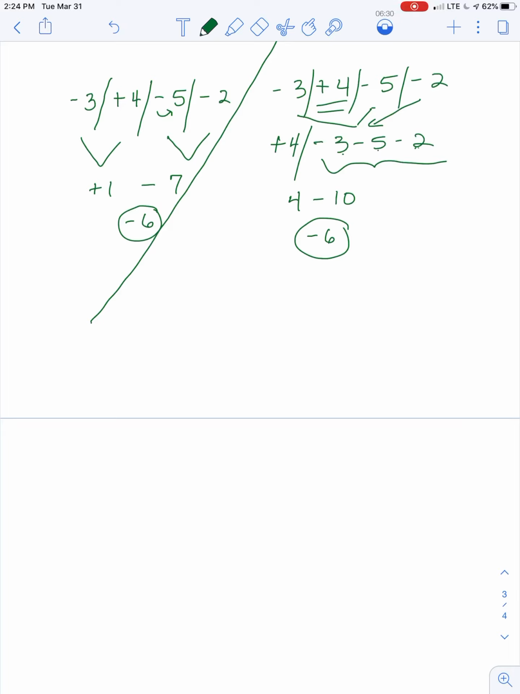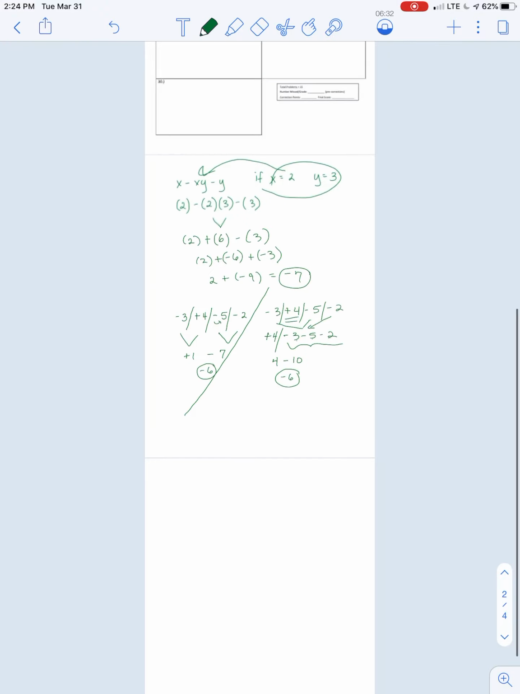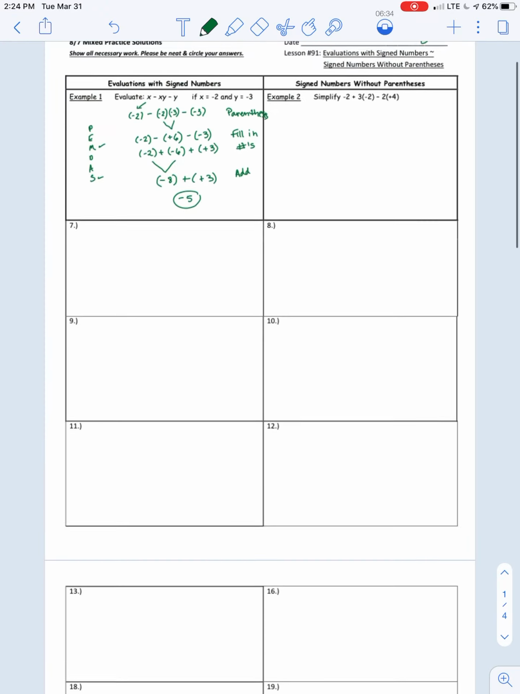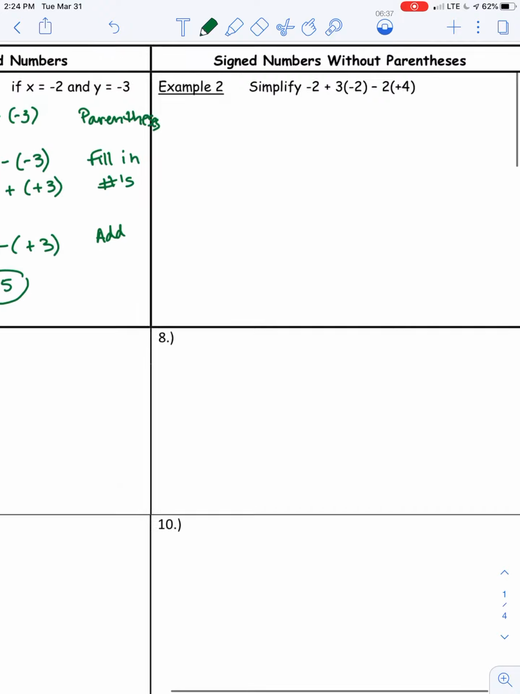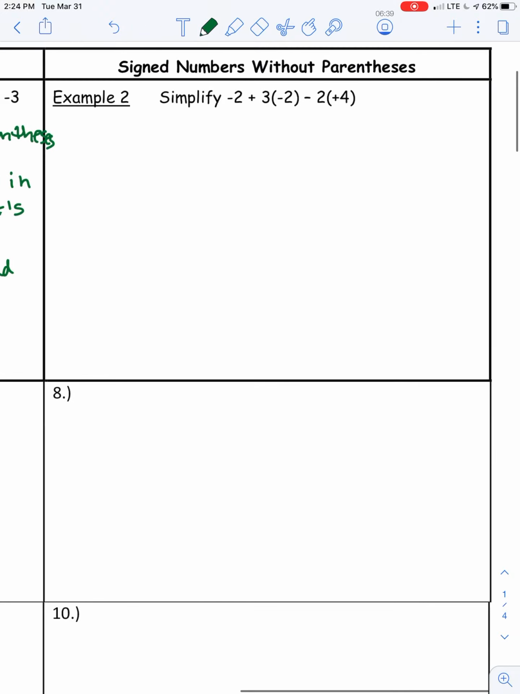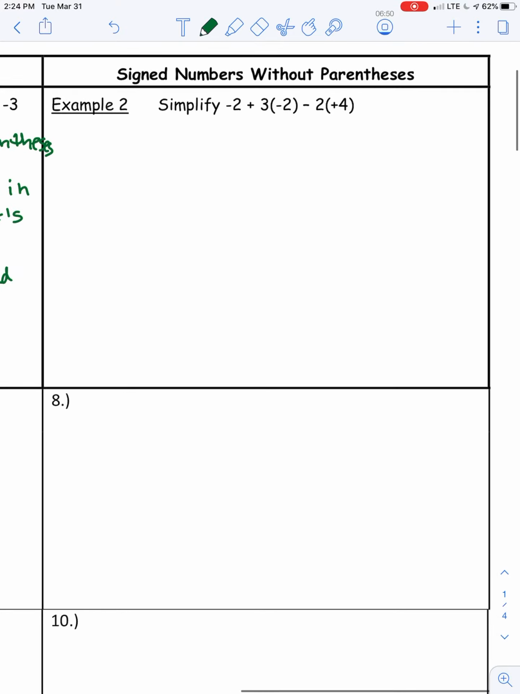We don't change anything to addition of the opposite. We just go from left to right, learning how to use those signs to our benefit. So let's look at example 2 now. So I have negative 2 plus 3 times a negative 2 minus 2 minus 2 times a positive 4. So keep in mind, yes, we're talking about simplifying expressions without parentheses, but these parentheses that you see here are acting as multiplication signs. They're not parentheses around just a number standing on its own.